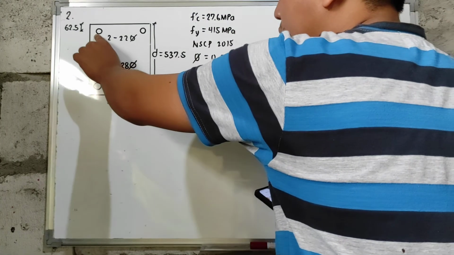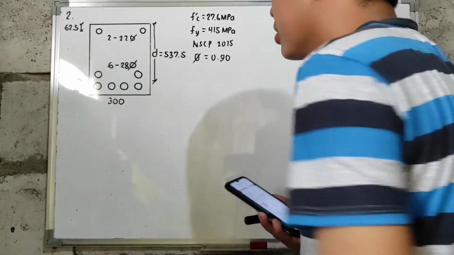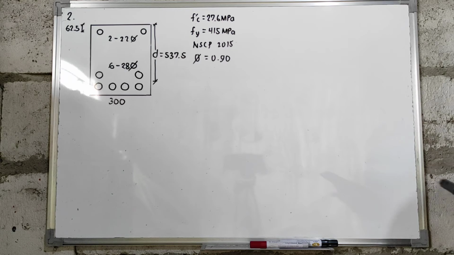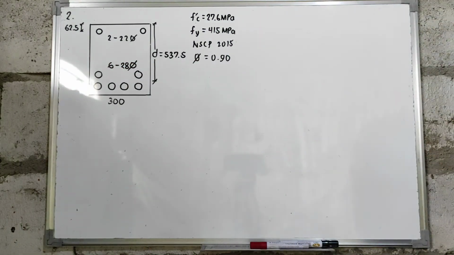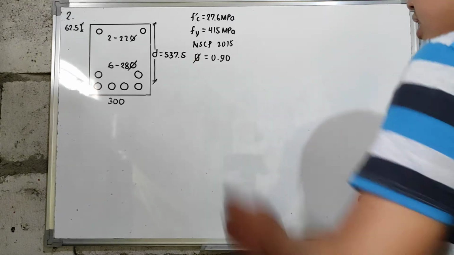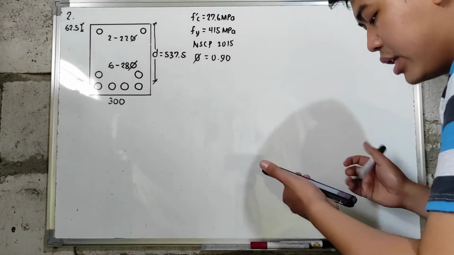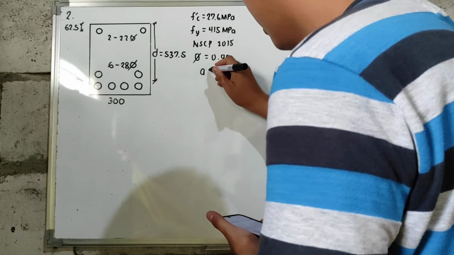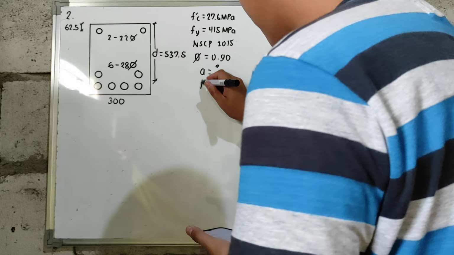So from the center of your compression steel bars to the outermost fiber of the beam in compression, that is equal to 62.5. Use NSCP 2015 and we are going to assume that the value of your reduction factor is equal to 0.90. And we are tasked to compute for the depth of the compression block and the value of your factored ultimate moment capacity.